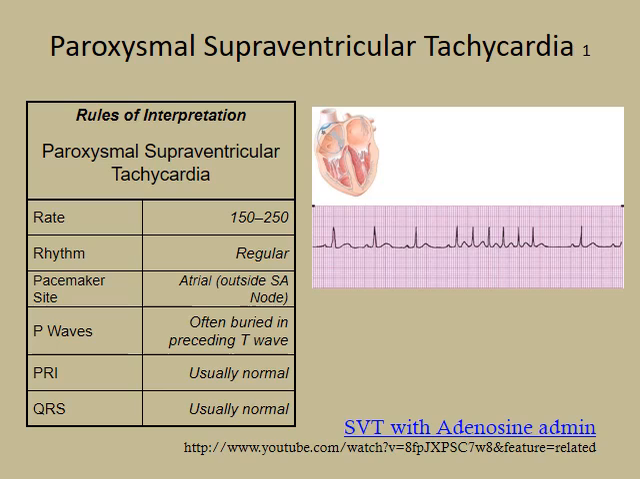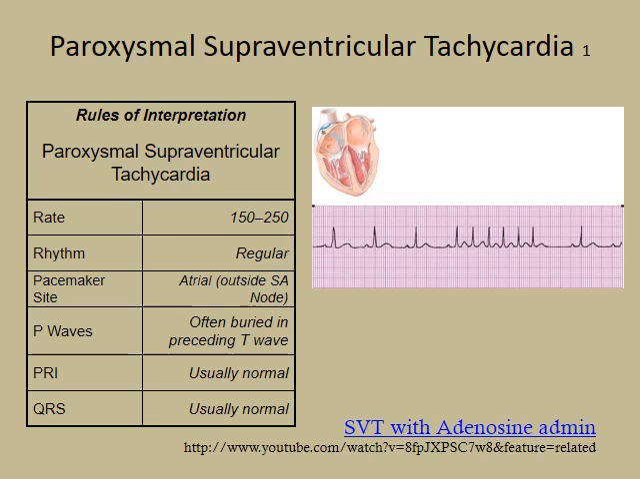The rhythm is usually regular. The pacemaker site is outside that SA node because we are definitely faster than the intrinsic rate of the SA node, which is 60 to 100, and we're at 150 to 250. Often this rhythm is so fast that the P waves get buried in the T waves. If you can slow the strip down, then you'll see the PR interval is usually normal, but at this super fast rate, you can't see them. And the QRS complex is normal, less than 3 little boxes, or 0.12.